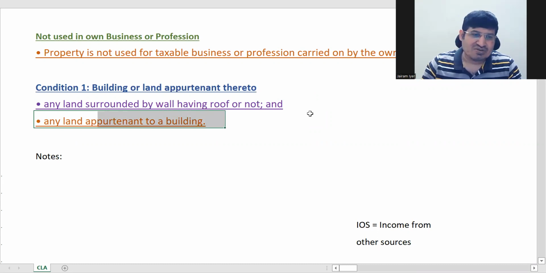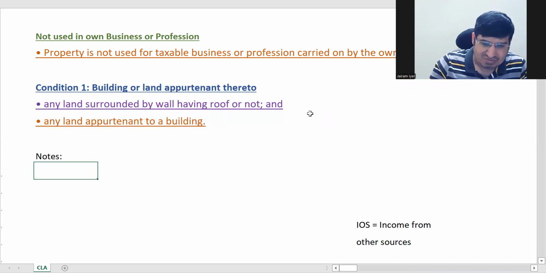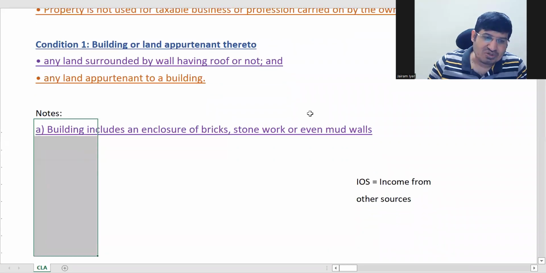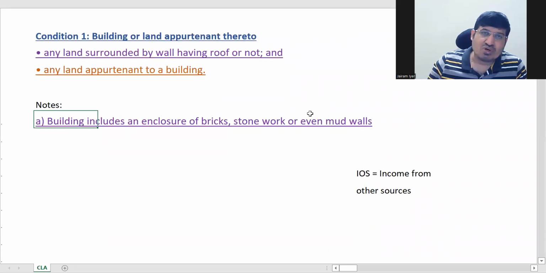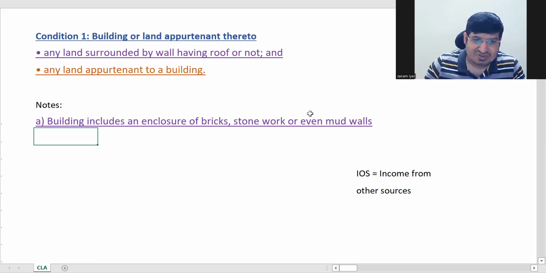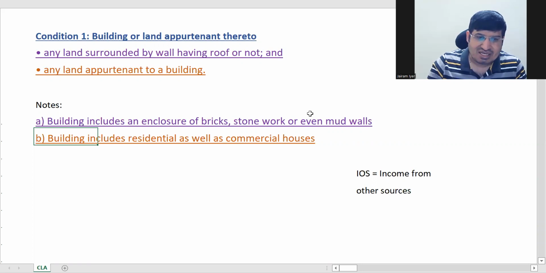Now let's see some other things here. Building includes, these are basically based on some court cases. I'm just going to show you certain points of what were held as building during various cases. First, building includes an enclosure of bricks, stonework, or even mud walls. Even a mud hut is a building. Then it includes residential as well as commercial houses.